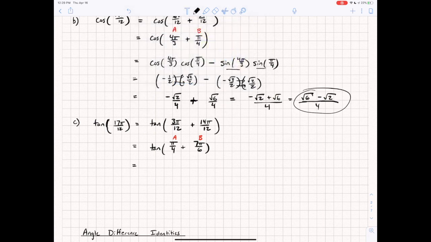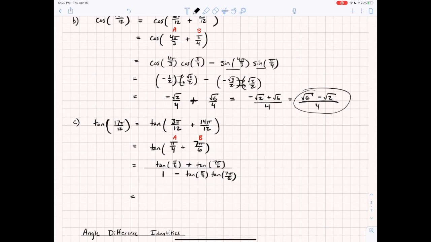And I'm specifically going to look at my identity for tangent and I'm going to follow it. So that identity says tangent of angle A, which is pi over 4, plus tangent of B, which is 7 pi over 6, all over 1 minus tangent of A, which is pi over 4, times tangent of B, which is 7 pi over 6.